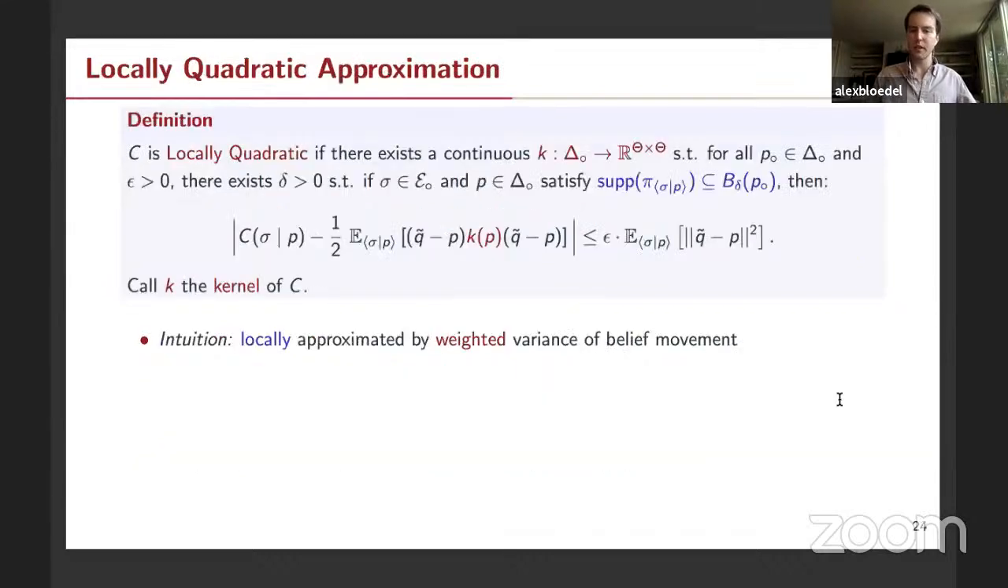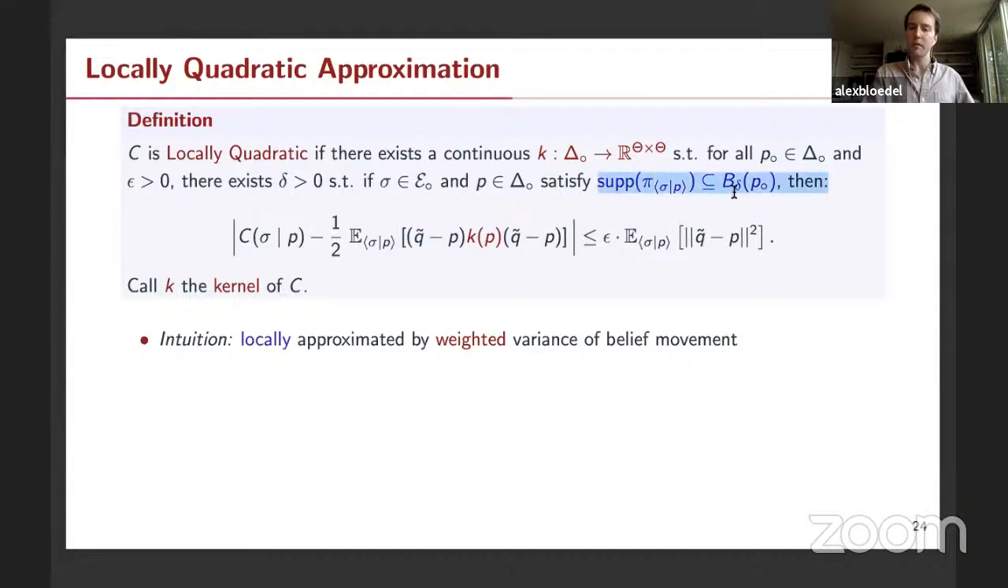So this is the local quadraticity. I don't want you to parse the order of quantifiers here. The important thing is that a cost function is called locally quadratic if there exists a continuous matrix valued function of prior beliefs, that we call K, or the kernel of the cost function, such that the cost function admits a kind of second order Taylor expansion with respect to this kernel.